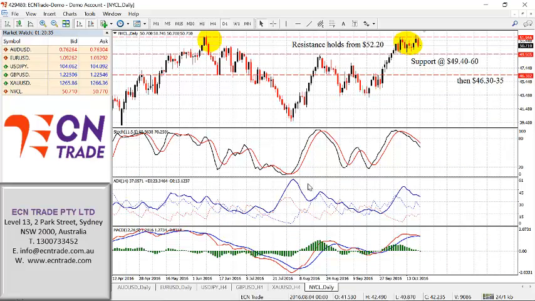And to wrap up with oil, we see yet another disappointing challenge towards that 52.20 level, and currently the market is still breaking down, especially with the histogram here supporting further weakness. A break of 49.40 would expose a move towards $46 a barrel and reassess from there. Any advances should still fail towards that 52.20 level.